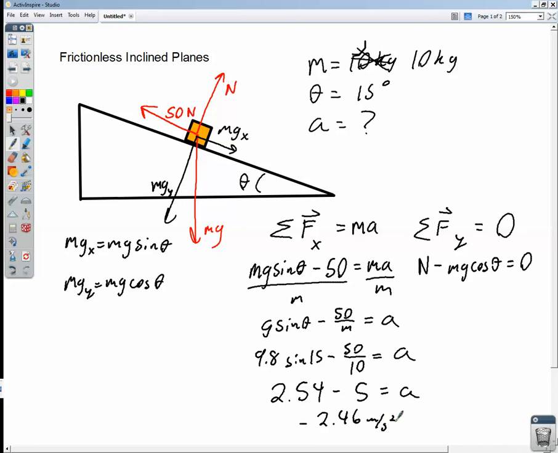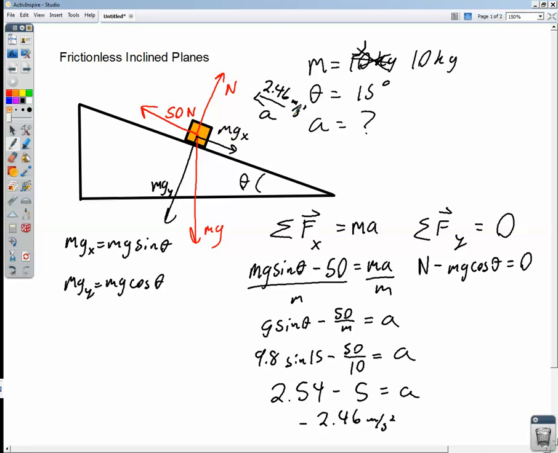So a is going that way at 2.46 meters per second squared. So what that means to us is, assuming the box was initially at rest, the box is going to be accelerating up the ramp at 2.46 meters per second squared. If the box was moving down the ramp, then it's going to keep moving down the ramp and slowing down until it comes to a stop. Then it'll reverse direction and go back up the ramp. So it all depends on what the initial velocity of the box was. Assuming it's at rest, the box is going to accelerate up the ramp.